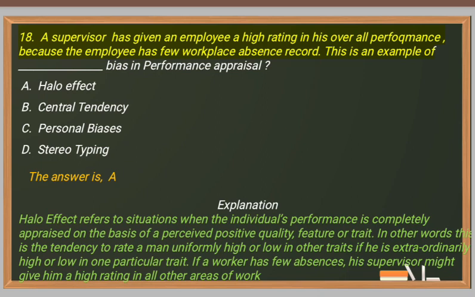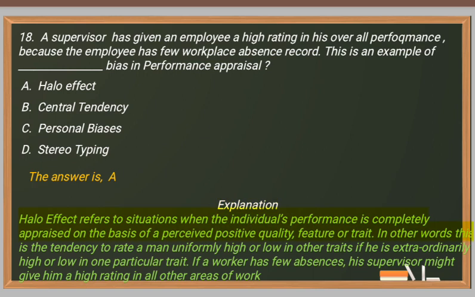18. A supervisor has given an employee a high rating in his overall performance because the employee has a few workplace absence records. This is an example of blank bias in performance appraisal. A. Halo effect. B. Central tendency. C. Personal biases. D. Stereotyping. The answer is A. Explanation.